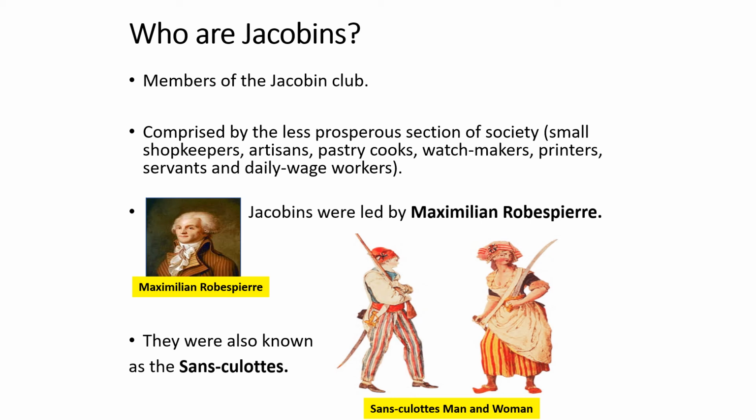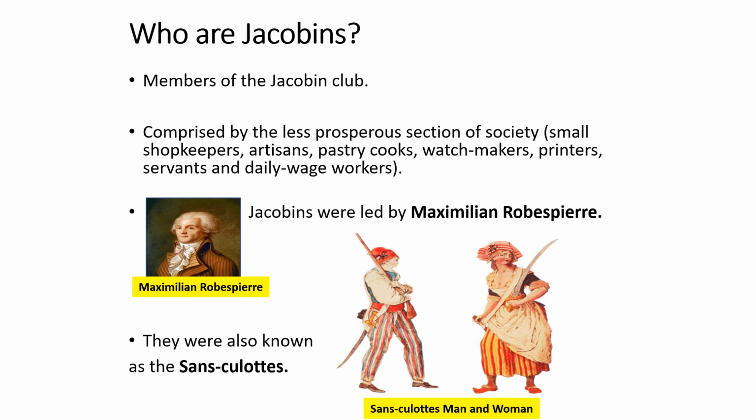Its members were mainly comprised of the less prosperous sections of the society, like small shopkeepers, artisans, pastry cooks, watchmakers, printers, that is someone whose occupation is printing, servants, and daily wage workers. These Jacobins were led by Maximilien Robespierre. The Jacobins were also known as the sans-culottes.